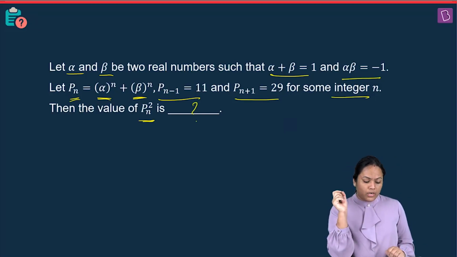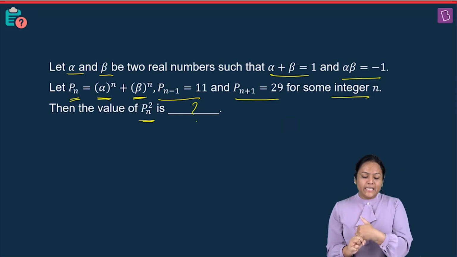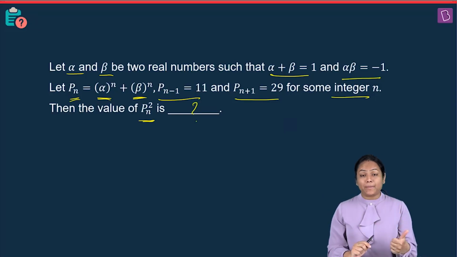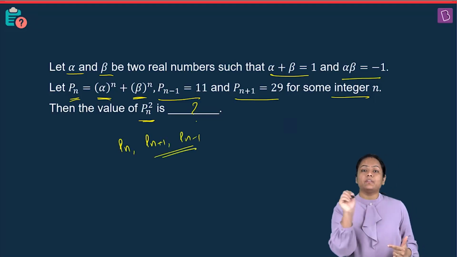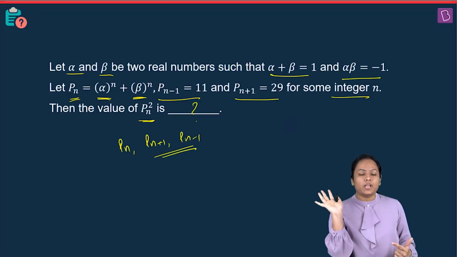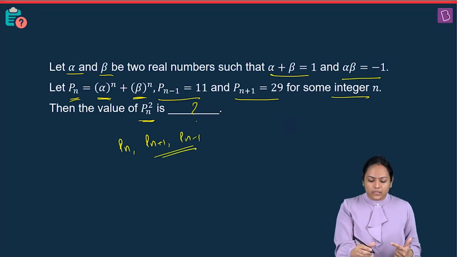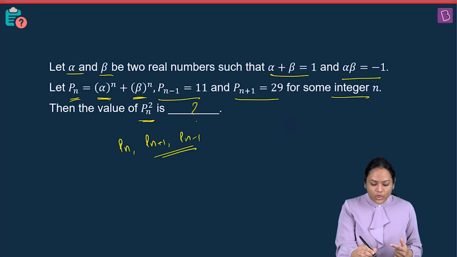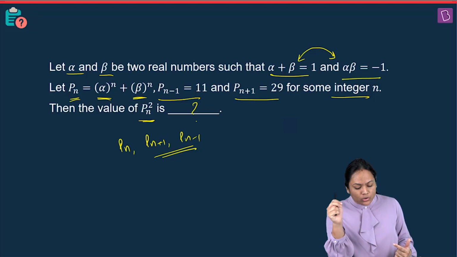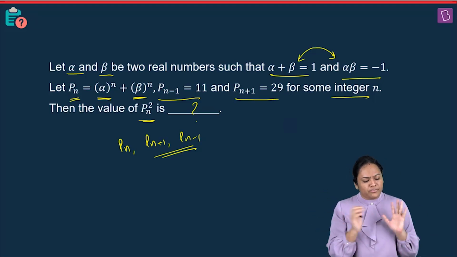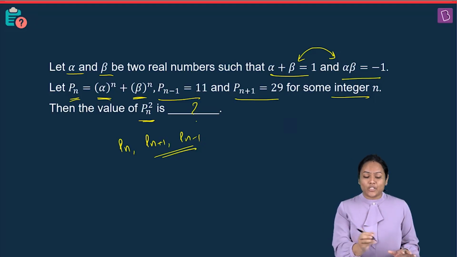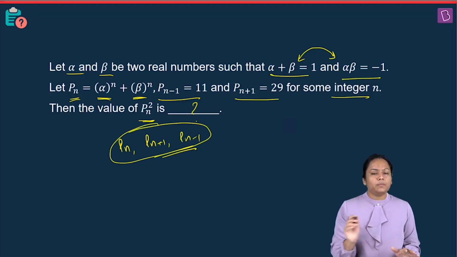Okay, so I have to find a relation between Pn plus 1 and Pn minus 1 because these values are given to me in the question. That means some relation has to be there. And obviously a relation, or let's say an equation between alpha and beta, or I can say an equation whose roots are alpha and beta, because that again might be used. So first of all, let's figure out what is the relation between Pn plus 1 and Pn minus 1.